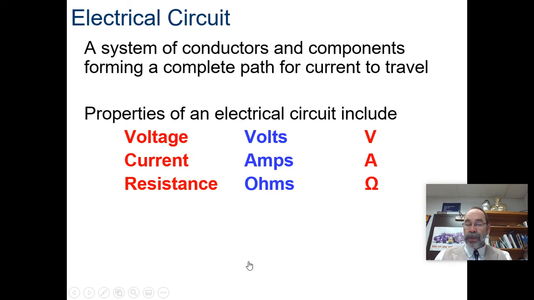Okay, you need to know these 3 words: voltage, current, and resistance. Those are the 3 properties that deal with an electrical circuit. Voltage is volts. The abbreviation is just V. Current is amps, and that's an A. Resistance is ohms. It's a guy's name, Ohm, and the symbol looks like a little horseshoe there. Those 3 play a huge part in electrical.